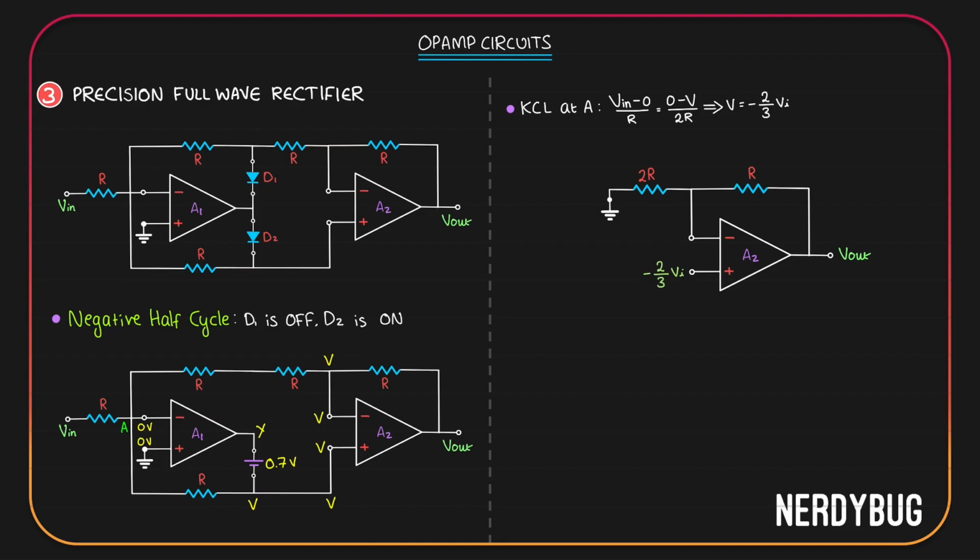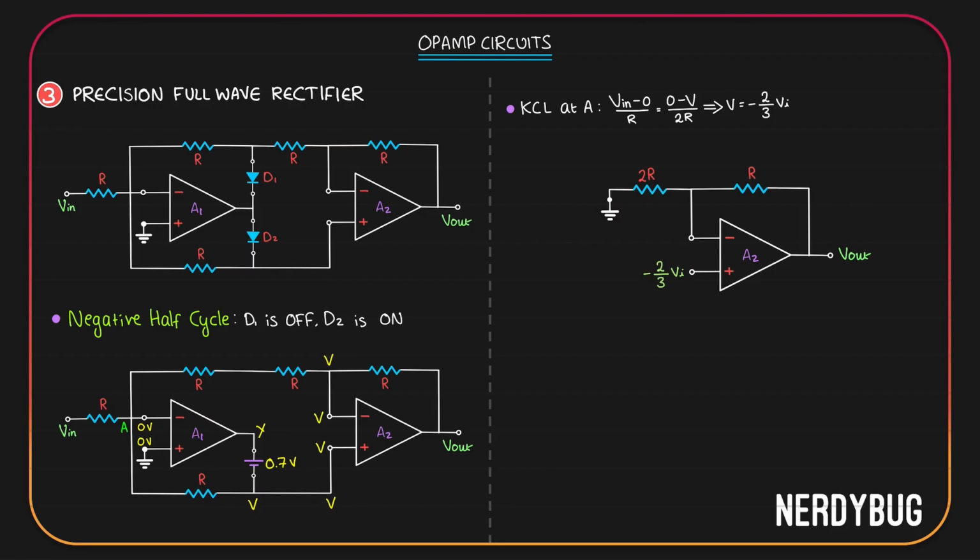You can see that this is clearly nothing but a simple non-inverting amplifier. It has a feedback loop of R and 2R. Input is negative 2 by 3 Vi. Output is what we have to find out.